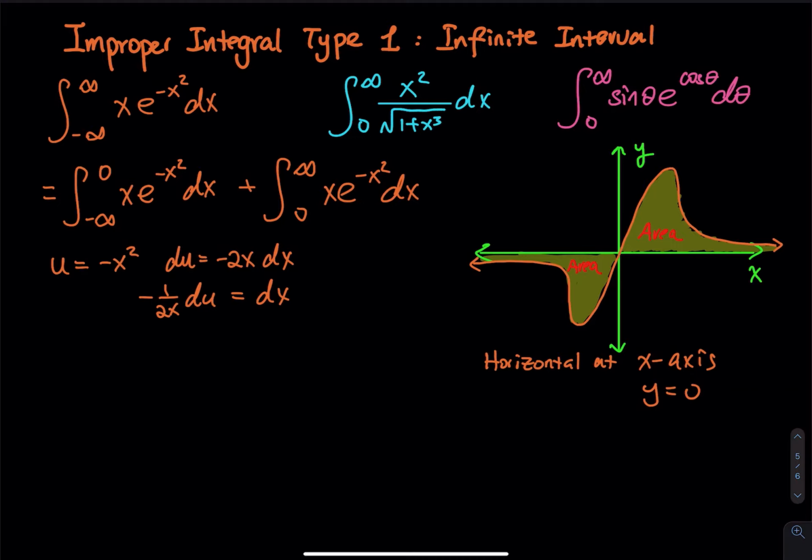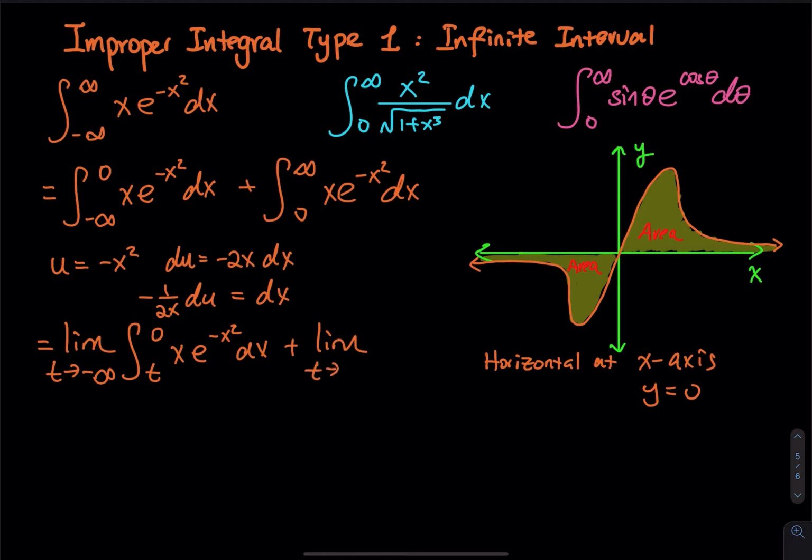So before we get into that step, let's set up the improper integral. So we have limit as t goes to negative infinity, integral t to 0, and then x e to the negative x squared dx, plus limit as t goes to positive infinity, we have 0 to t, and then x e to the negative x squared dx.